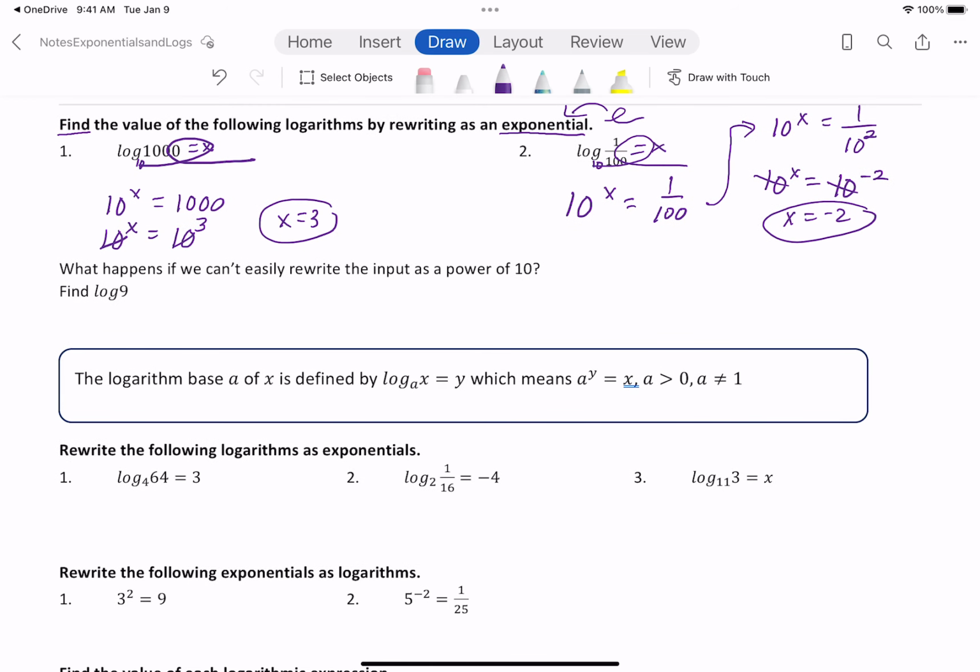So those two problems were kind of nice because we were given a number that could be written as a base of 10. But what happens if we need to evaluate something that we can't easily rewrite as a power of 10, like log of 9? Well, we could estimate and look at log of things that are close to 9 that we can rewrite as a base of 10 and make an estimate. But luckily enough, the calculator will actually do log base 10 for us.